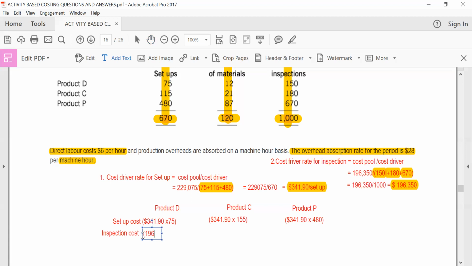You can't run away. So 0.35 times, in the case of product D, how many have they used? 150. So we give you your charge. In the case of product C, the meter is 196.35. How many have product C used? 180. My friend, come for your cost. The next person is product D. The meter is 196.35. Product D, how many have you used? 670. Come for your charge.